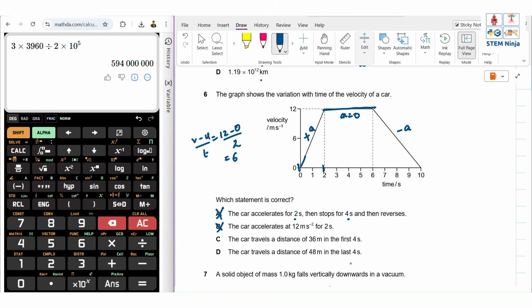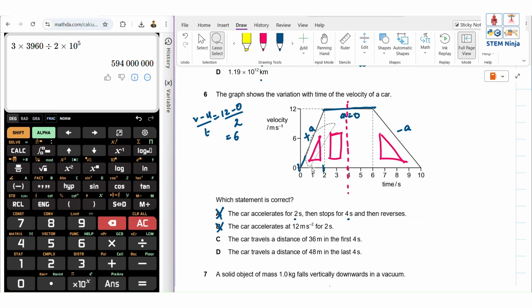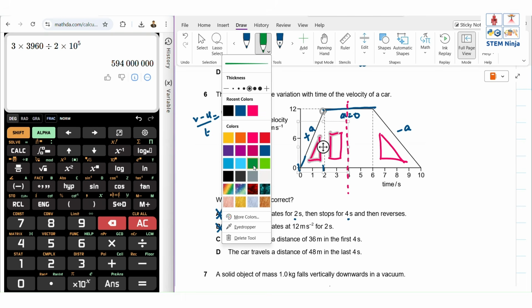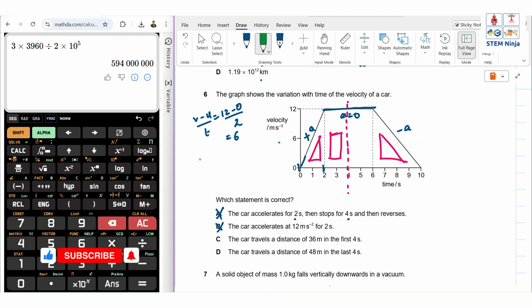Okay, so we can test both of them side by side. The first 4 seconds is this, which includes this triangle and this small rectangle. The last 4 seconds would be this. So let's calculate both of them side by side. Let's use different colors so we don't get confused. Okay, never mind. The first one, the first 4 seconds, is a triangle, half times 2 times 12, plus 2 times 12.